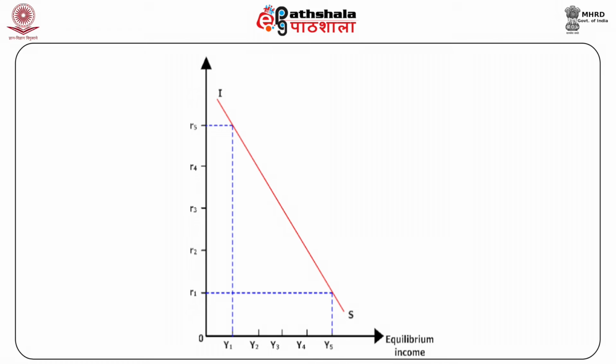So, if we join these 2 points, that is R5 Y1 with another point, that is R1 Y5, then we arrive at an IS function. As you can now see in the diagram, the investment-saving function, that is the IS function, is actually downward sloping, and it relates these 2 points with each other.